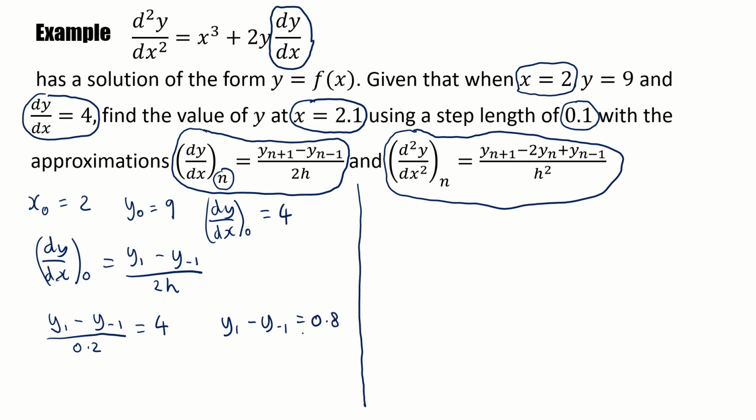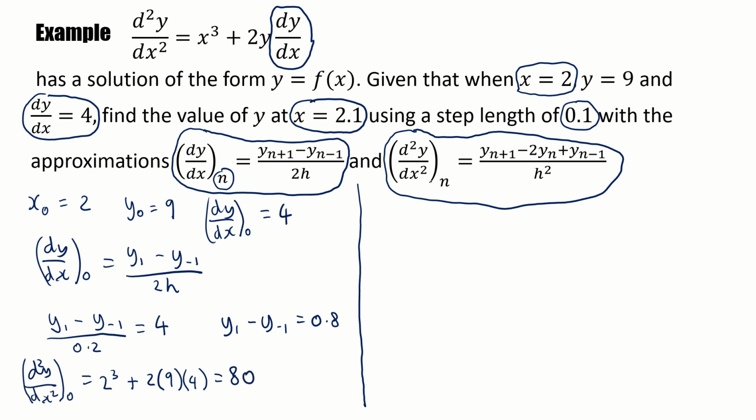A bit worrying because we've got two unknowns, and that is only going to get more weird because then we could also go, okay, we've got x0, y0 and dy/dx at 0, so we could calculate d2y/dx squared at 0 as well by plugging in the relevant information into the original differential equation at the top. So that'll be x cubed, so that'll be 2 cubed, plus 2 lots of y, so that's 2 lots of 9, lots of dy/dx, so that's 4. And if you work that out, you're going to get 72 plus 8, which is 80.